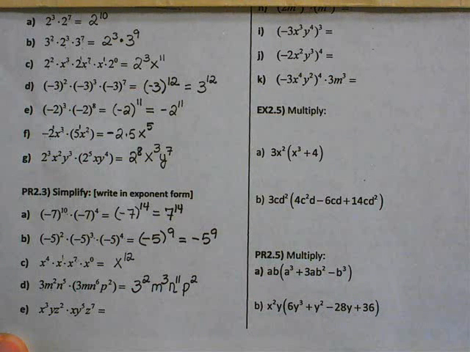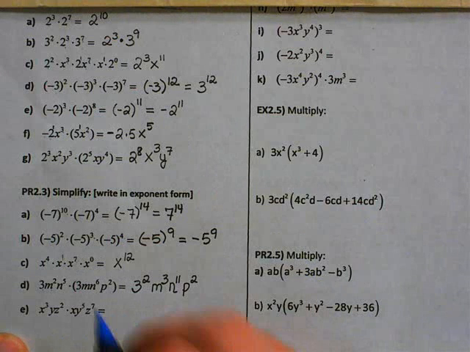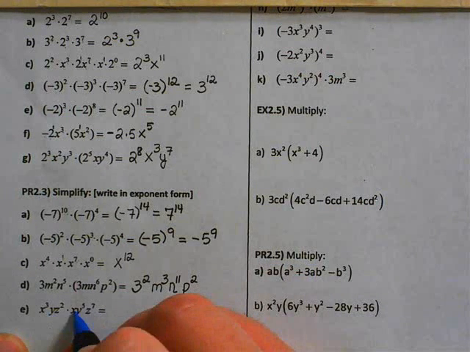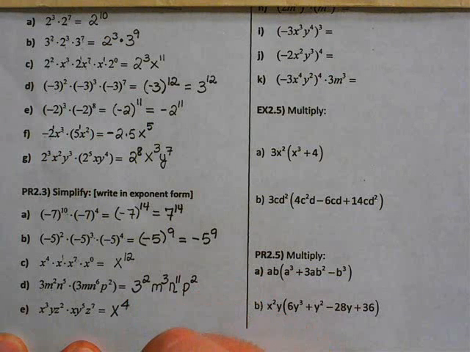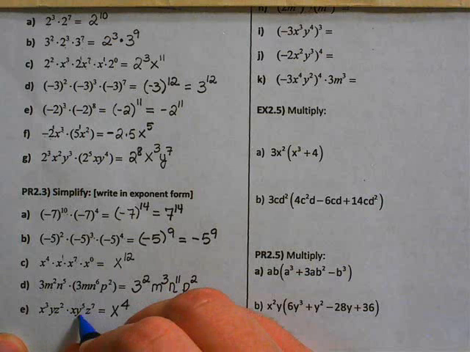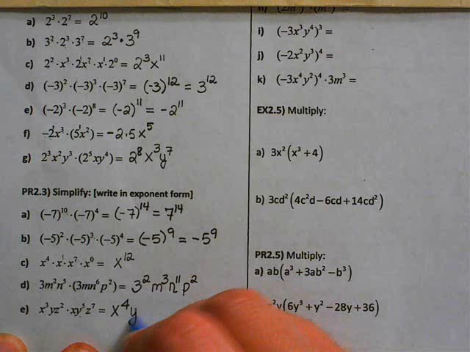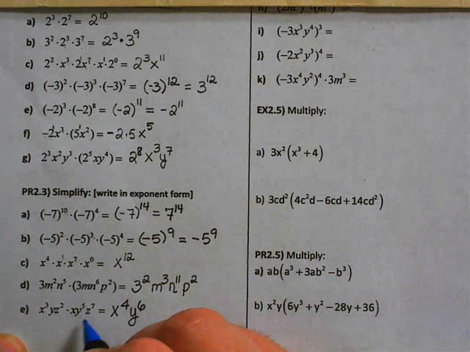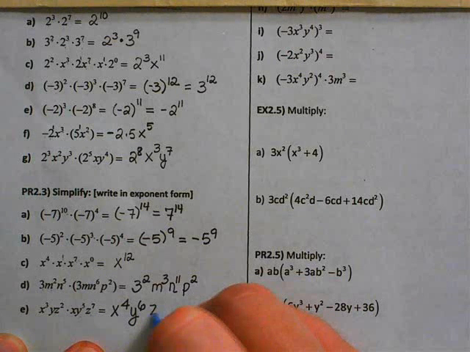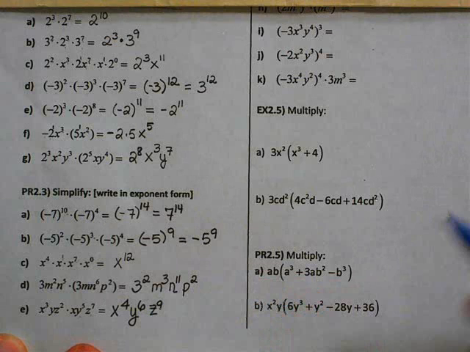X to the third times x to the first becomes x to the fourth. Y to the first times y to the fifth is y to the sixth. Z squared times z to the 7 is z to the 9. And that's my answer. And this concludes the practice problems 2.3.